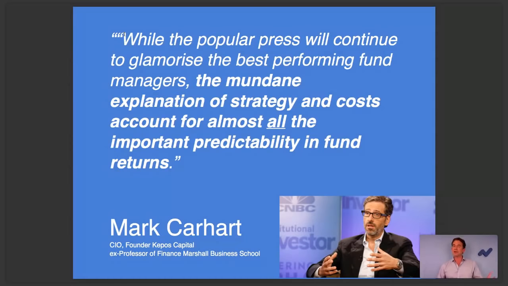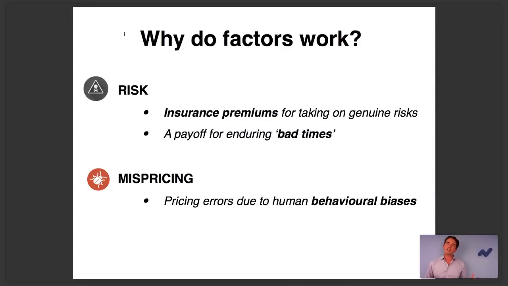But the key point to take away from this is that it's factors that drive stock returns across diversified portfolios. And as we'll see, they work incredibly well. So why do factors work? And this is the last slide on this section. But why would, for example, value outperform? If we think about cheap shares outperforming and expensive shares underperforming, well, there are really two reasons: risk or mispricing.